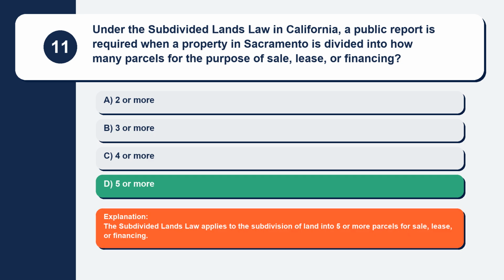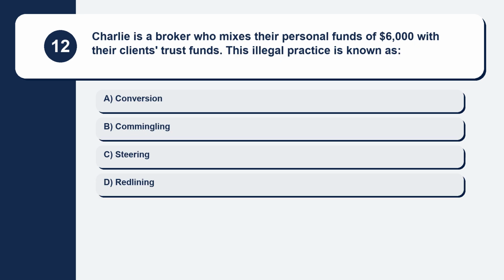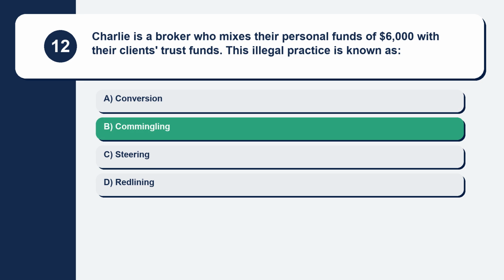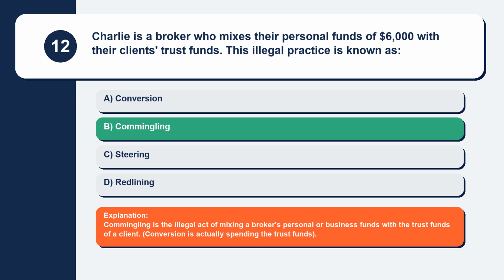Explanation: the Subdivided Lands Law applies to the subdivision of land into 5 or more parcels for sale, lease, or financing. Question 12. Charlie is a broker who mixes their personal funds of $6,000 with their clients' trust funds. This illegal practice is known as. Here are your options. Option A, conversion. Option B, commingling. Option C, steering. Option D, redlining. The correct answer is option B, commingling. Explanation: commingling is the illegal act of mixing a broker's personal or business funds with the trust funds of a client. Conversion is actually spending the trust funds.